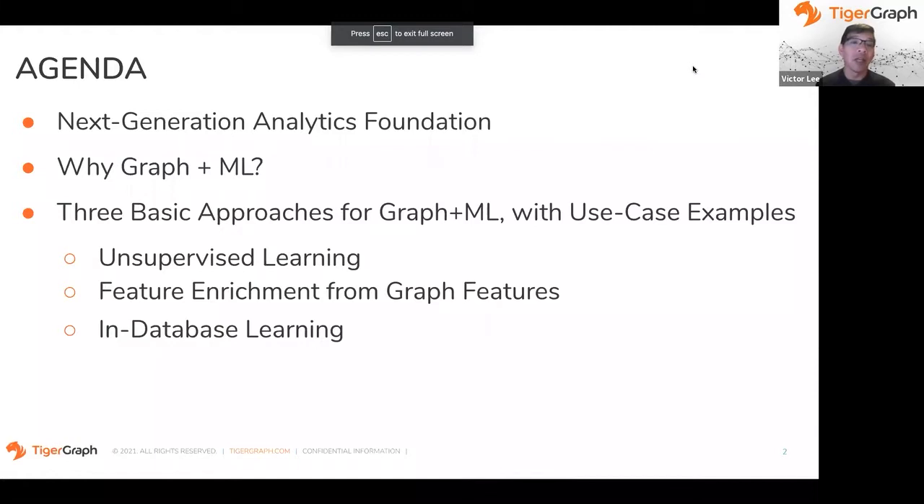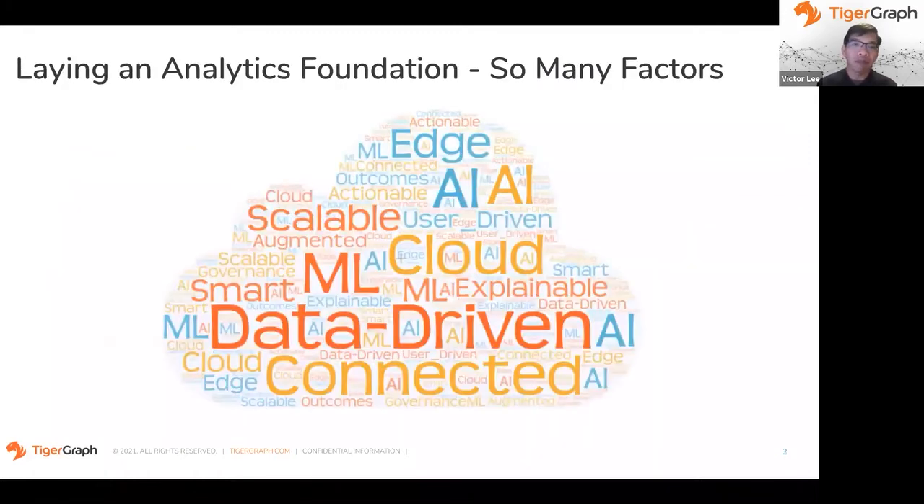So our agenda for today is first, talk about what do you need for the next generation analytics foundation? And that will lead me to a consideration of using a graph and of course, machine learning. And then I'll show you three basic approaches for graph and machine learning with use case examples. First, unsupervised learning with graph algorithms, then feature enrichment from graph features, and third, in database machine learning.